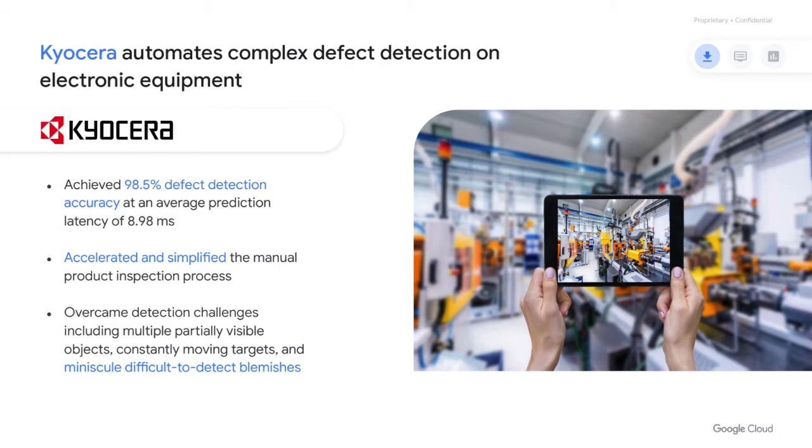Kyocera Corporation is a Japanese multinational ceramics and electronics manufacturer which has used this solution for their quality processes and defect detection. With this visual inspection tool or solution, they were not only able to detect the defects to an accuracy of 98.5%, but they were even able to detect the defects which they were not able to discover through the manual quality checks.